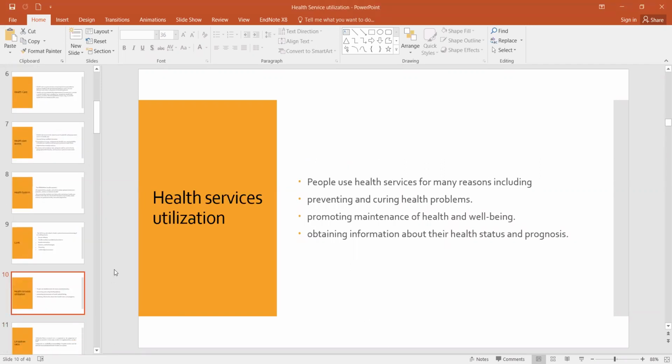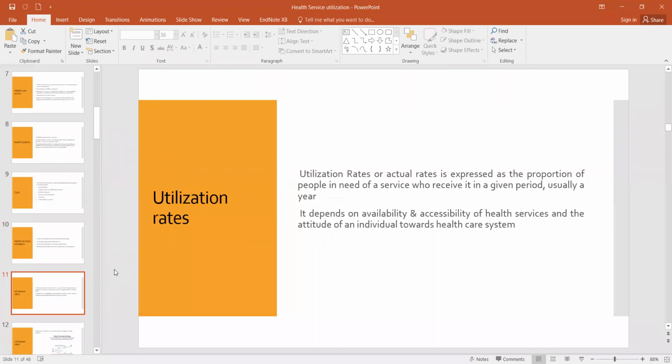Health service utilization. People use health services for many reasons, including preventing and curing health problems, promoting maintenance of health and well-being, and obtaining information about their health status and prognosis.